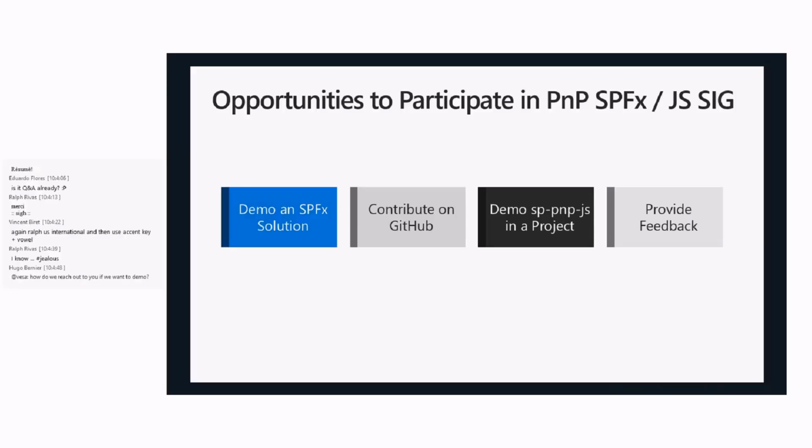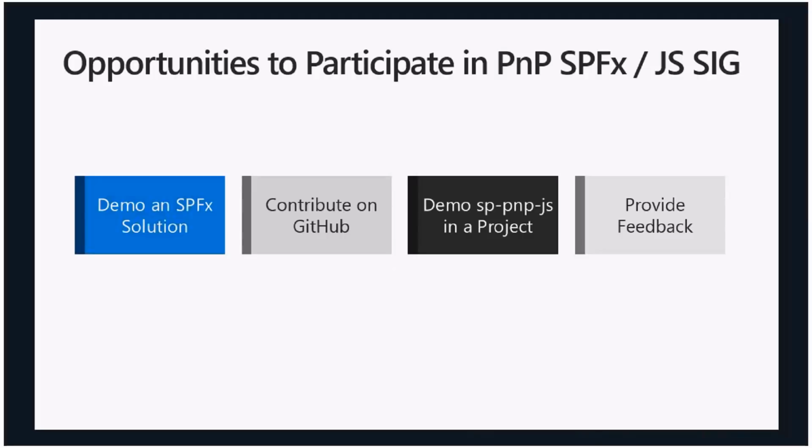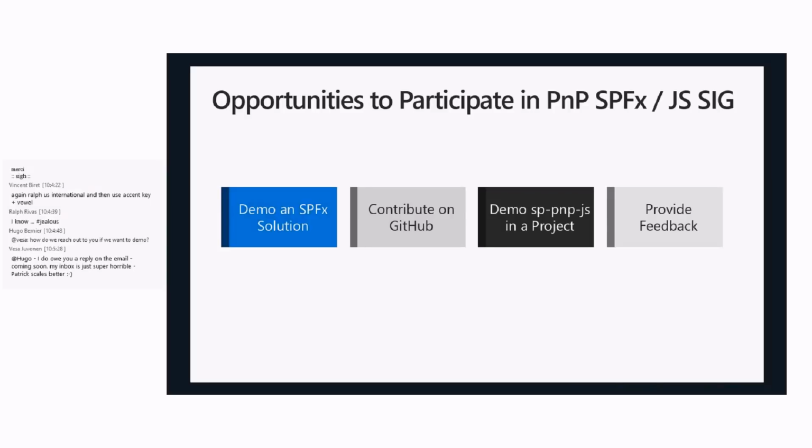Great question. How do you reach out to us? You can reach out to us on Twitter. You can reach out to us via the issues list if you find no other way to do that. But hitting us up on Twitter is a great way. So either Vesa or myself, that's a really easy way. Patrick scales better. I don't know that that's true.